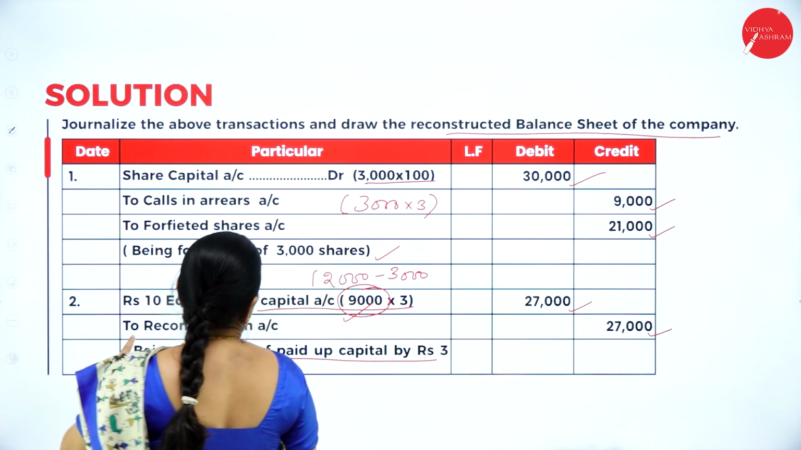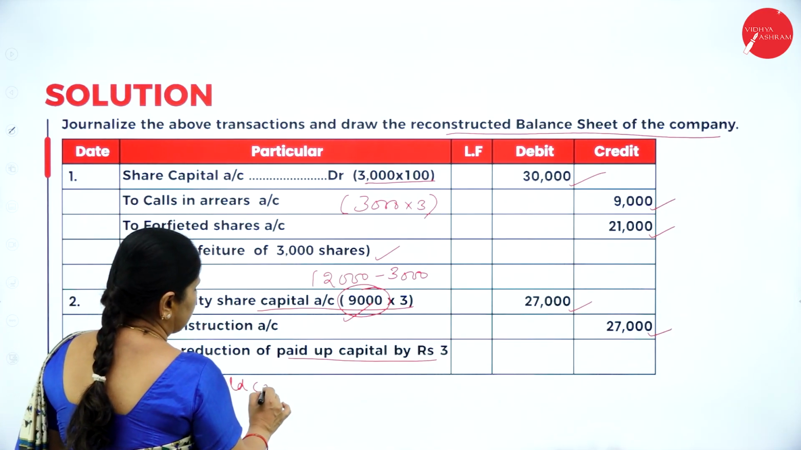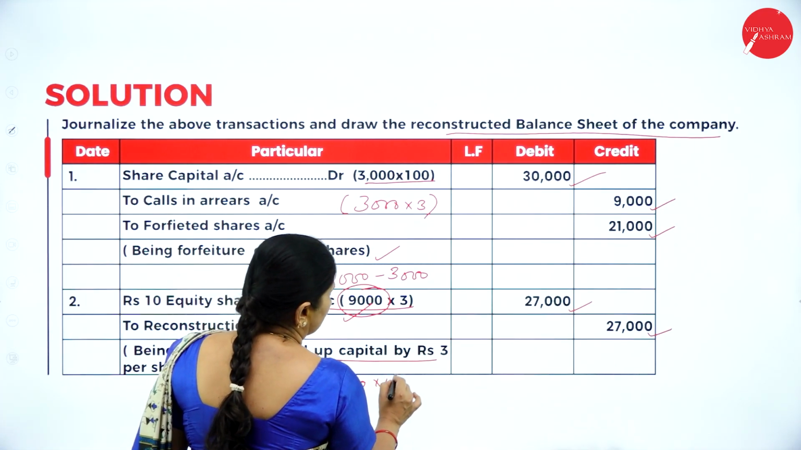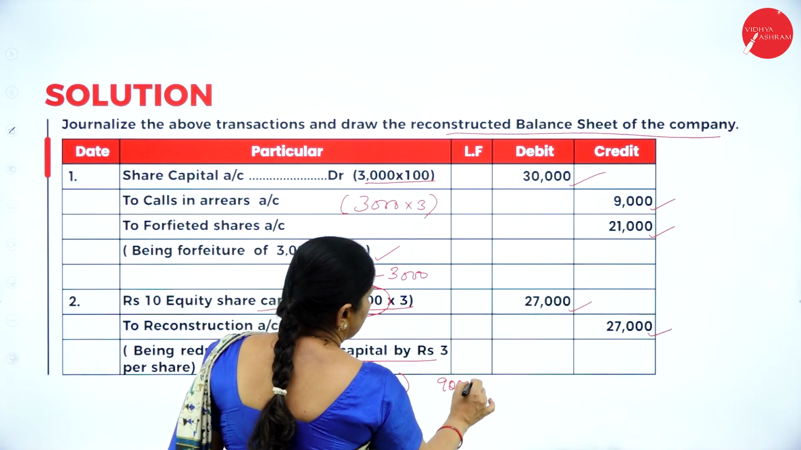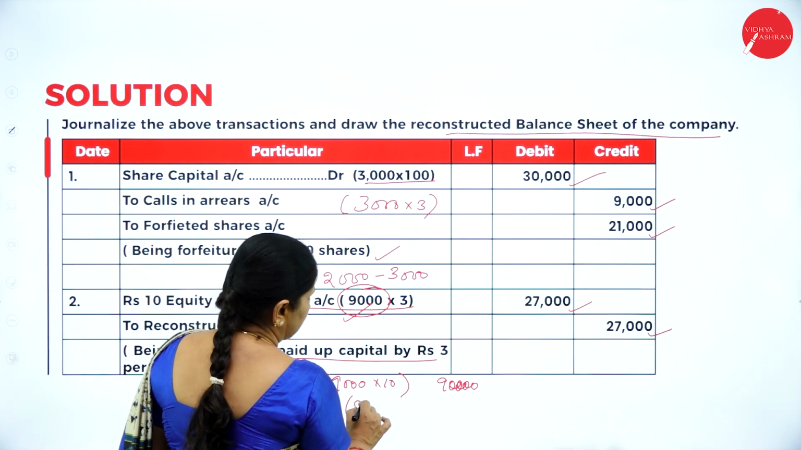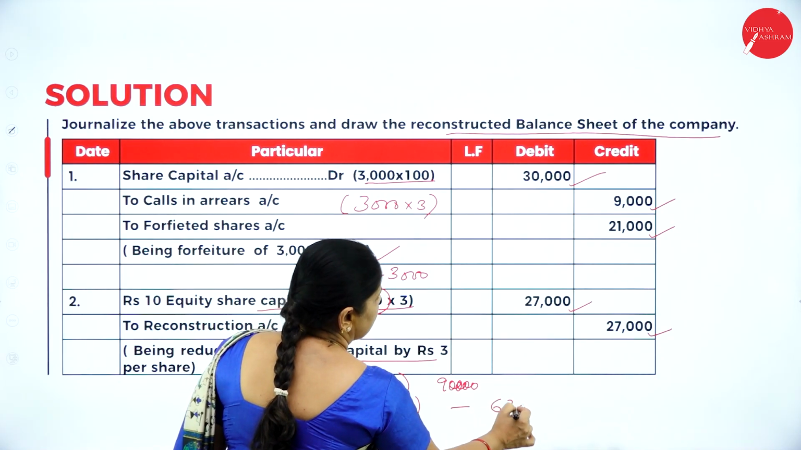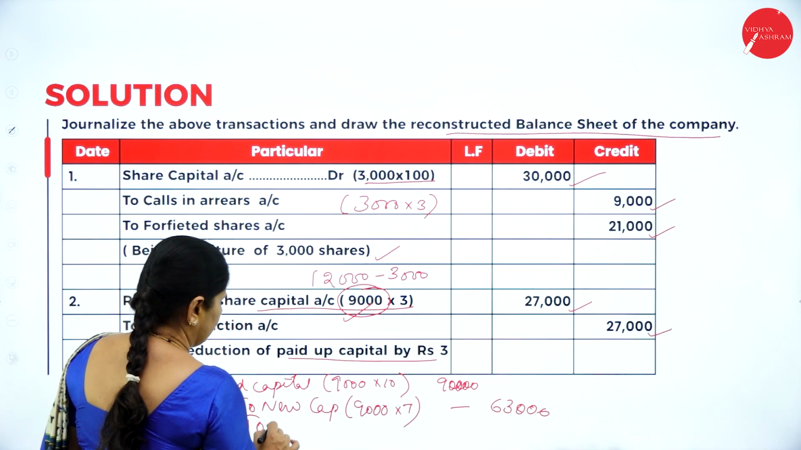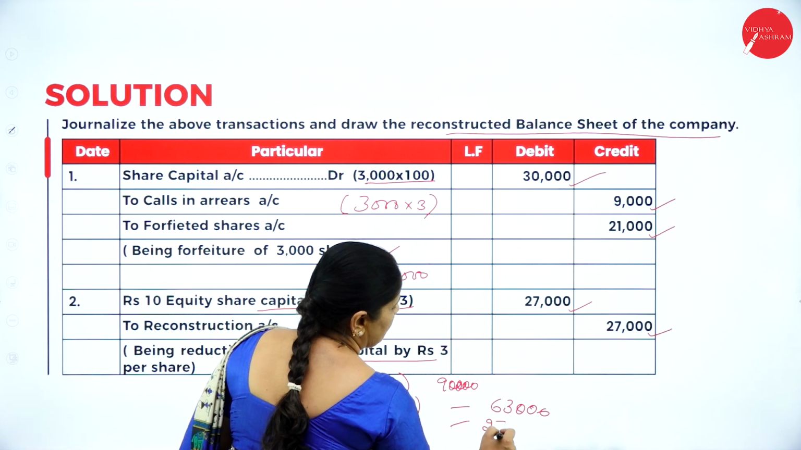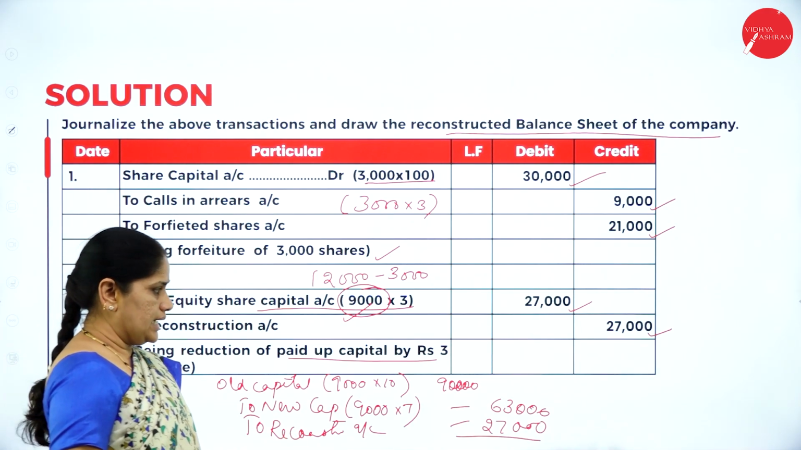Now, you can write this entry in this way, or also you can write, the old capital account debit. So what is the old capital? That will be coming up to 9,000 into 10, that is 90,000. To new capital, 9,000 into 7, so that will be 63,000. And to reconstruction account 27,000. So old capital to new capital to reconstruction.